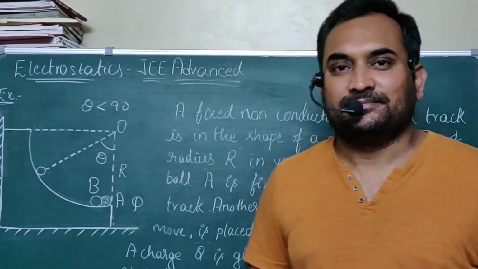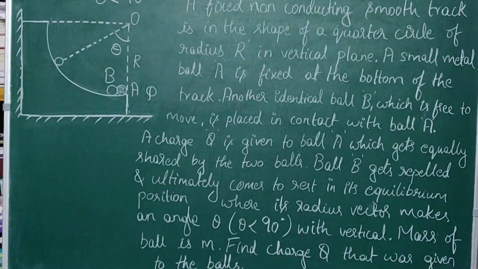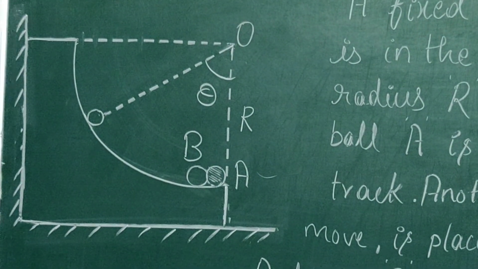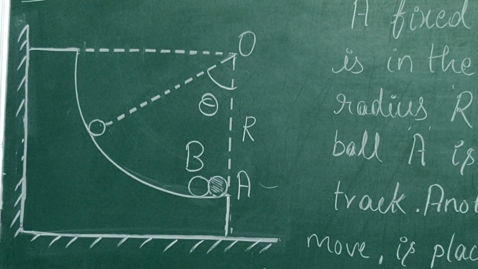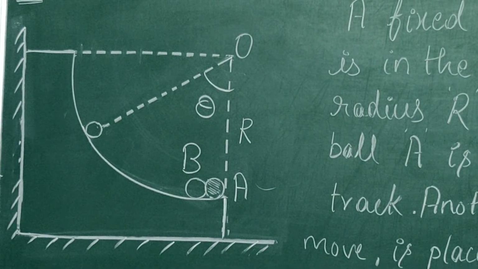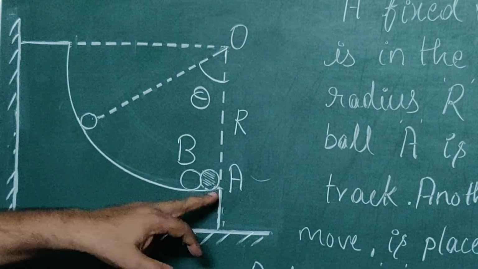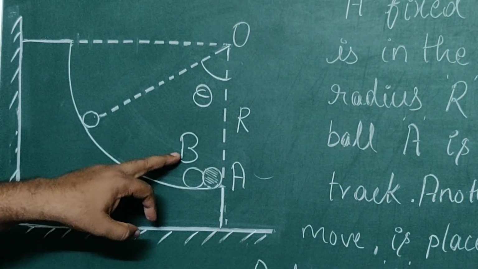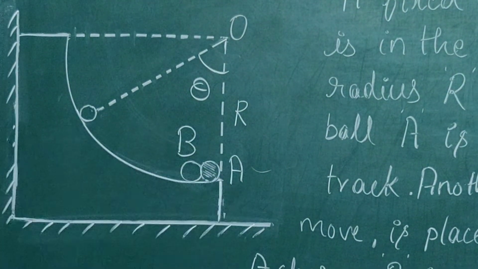Take a look at the problem. In this problem we have a non-conducting smooth track in the shape of a quarter circle of radius r in the vertical plane. A small metal ball A is fixed at the bottom of the track, and another identical ball B, which is free to move, is placed in contact with the ball A.